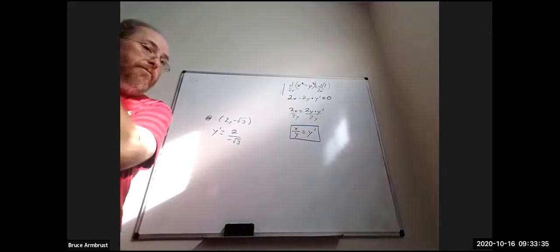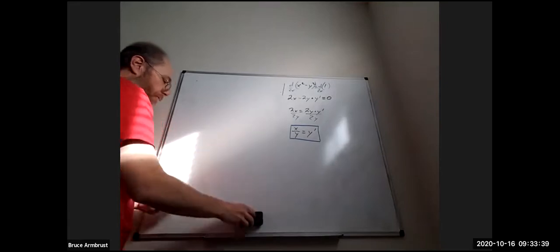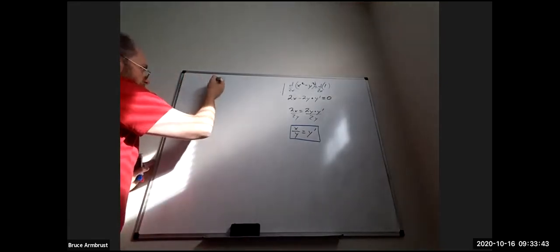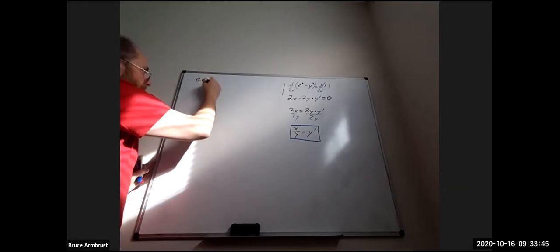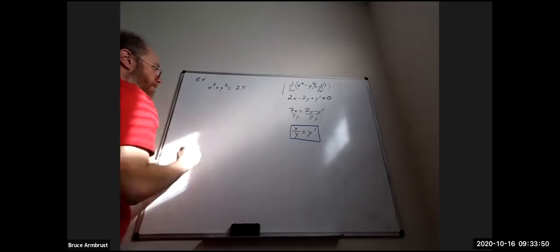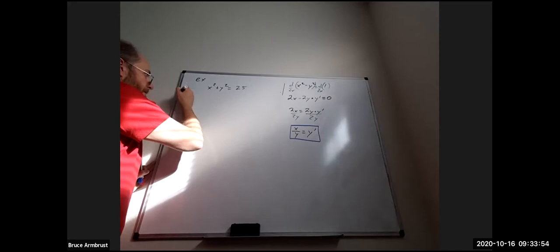So let's do another example. Let's go to a circle. So circles are pretty easy. Again, they look a lot like the one I just gave you, but let's look at this guy. X squared plus y squared equals 25. And we're going to find the slope of the tangent line.